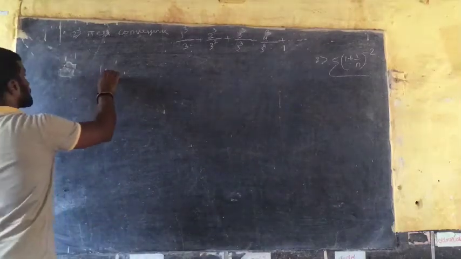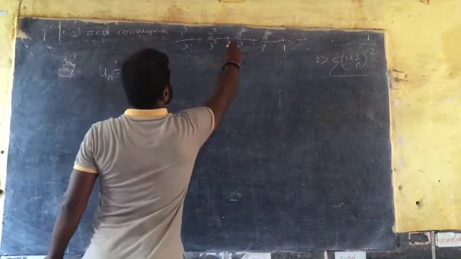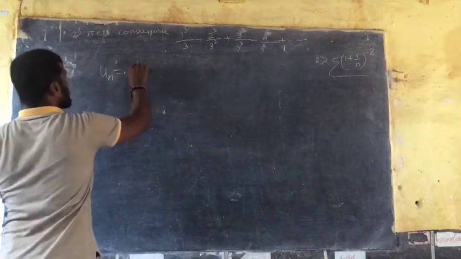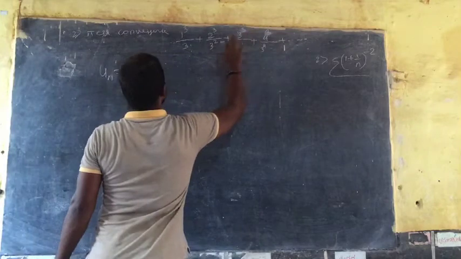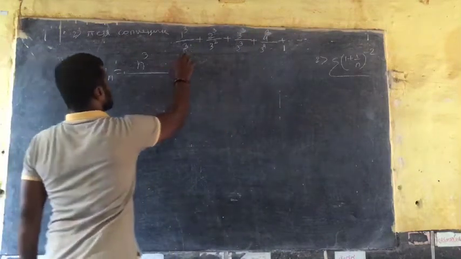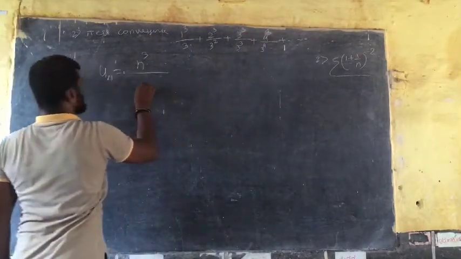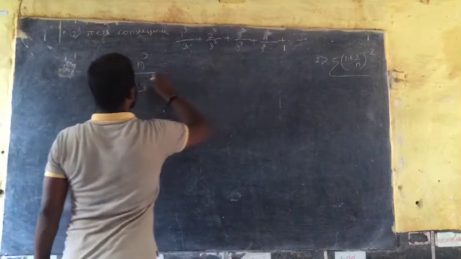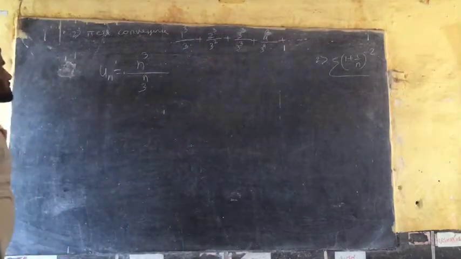So u n is equal to 1, 2, 3, 4, so on, it is n. In the numerator it is n cube, and in the denominator 3, 3, 3, 3 is constant, so it is 3 raised to n, right?